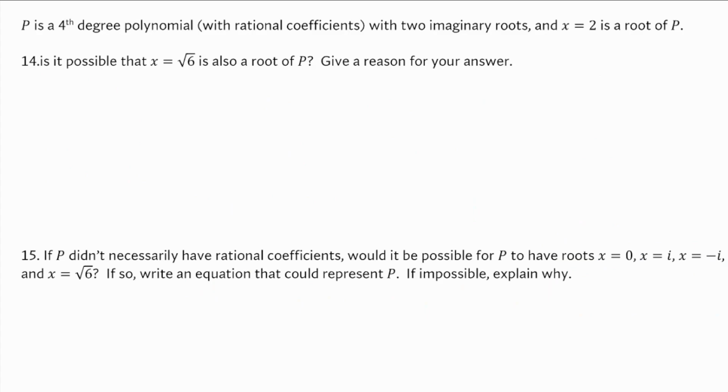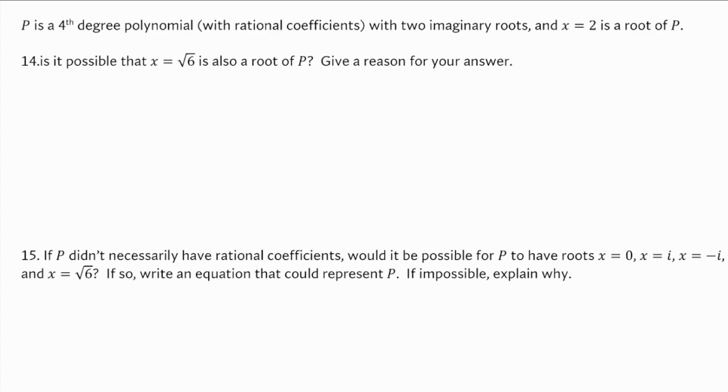All right, the next one's kind of what's possible and what's not possible. Suppose P is a 4th-degree polynomial that has rational coefficients, and by rational we mean real coefficients, and we've got two imaginary roots, and x equals root 2 is a root of P. Well, from the fundamental theorem of algebra, we know that if there's a 4th-degree polynomial, there's 4 total roots, up to multiplicity and complex roots, or imaginary roots.